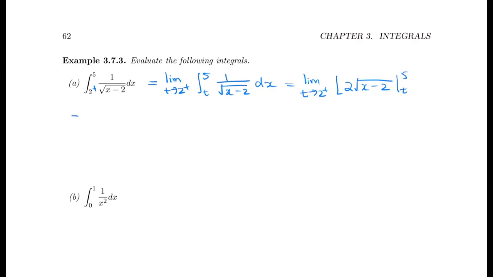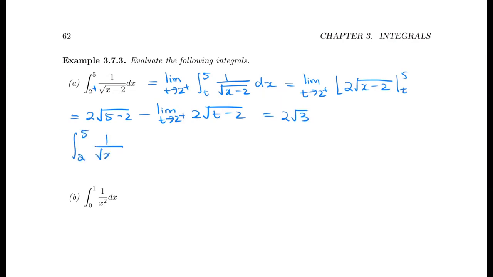Okay, so that would just equal 2 times the square root of 5 minus 2, subtract the limit as t approaches 2 from the right of 2 times the square root of t minus 2. Well, if we put 2 in here, this value is just going to go to 0. So that means we would just have 2 root 3. So the limit exists. So the integral from 2 to 5 of 1 divided by root x minus 2 is equal to 2 root 3, meaning that it converges.